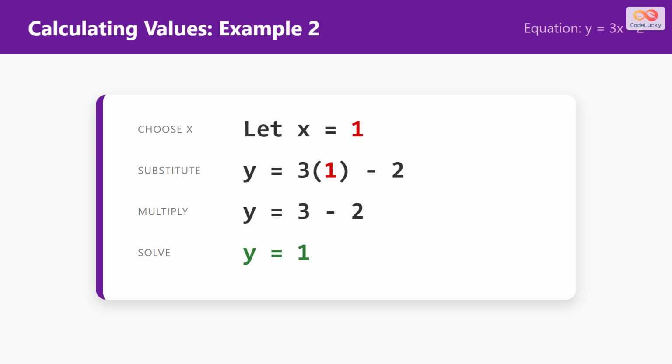Now let's try a positive number. Let x equal 1. We replace x with 1 in the equation. 3 times 1 is 3. Then 3 minus 2 equals 1. So, when x is 1, y is 1.